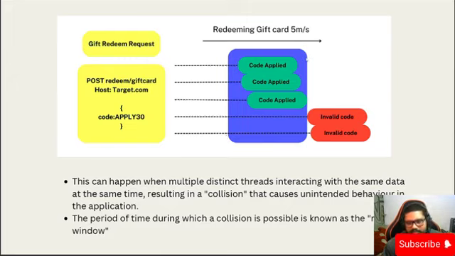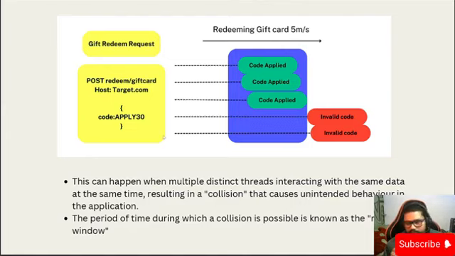So I will explain what race window is using some other explanation or some easy way. This can happen when multiple distinct threads interact with the same data at the same time. Here I'm already showing you that I have sent 5 requests, but only 3 requests work. The other two are not working because somehow they are out of the race window, resulting in a collision that causes unintended behavior in the application. So that is the unintended behavior.